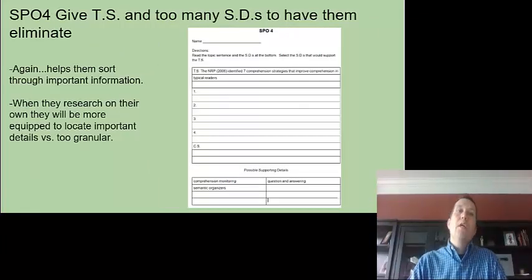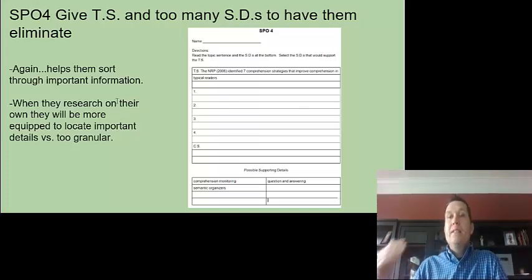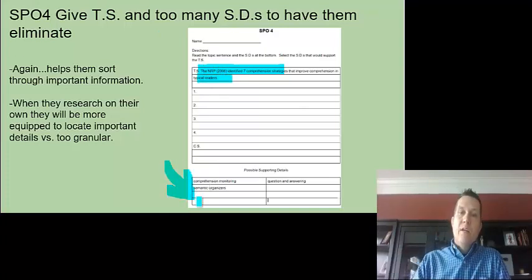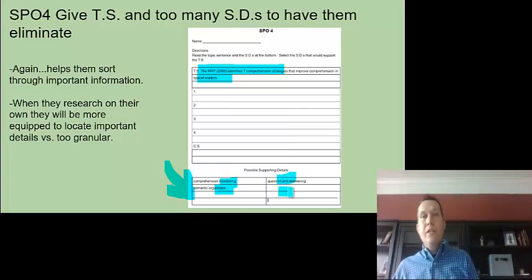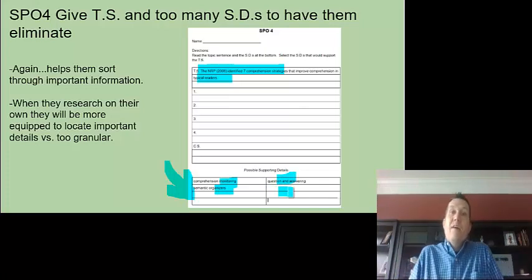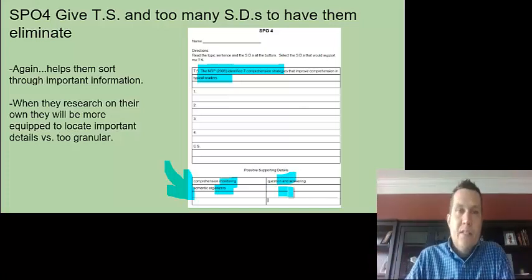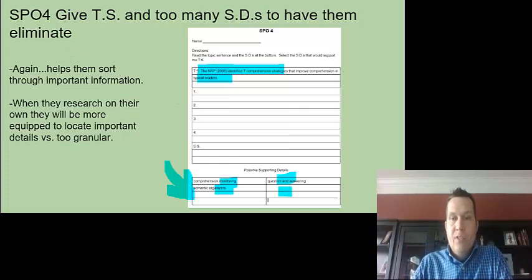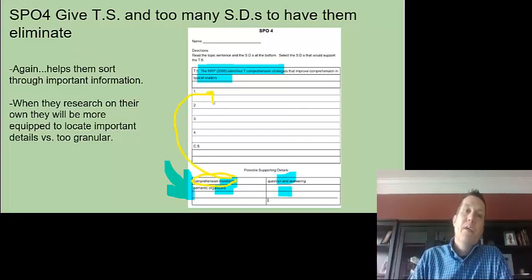Standard number 4. You're going to give the topic sentence, and you're going to give them too many supporting details. So in this one, you give them that topic sentence, the same topic sentence I just discussed. At the very bottom of the page, you're going to see lots of supporting details. Some of those supporting details are good. Some of them are not. Some of them don't have anything to do with the topic. So they will then select the supporting details from down here and plug them in up here.